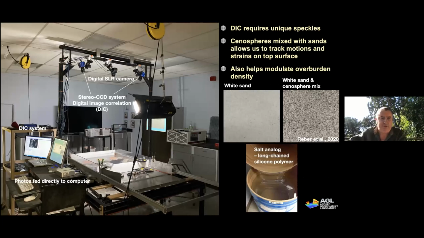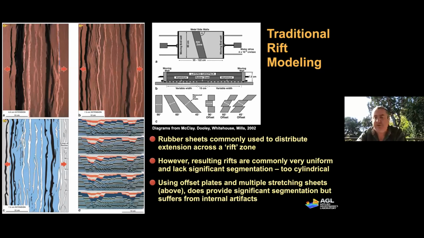So here's a typical setup in my lab. We have a digital SLR camera overhead, then a stereo CCD system, a digital image correlation system. We track by adding spheres, unispheres, into our ordinary sand, so you can easily track everything happening on that upper surface. And our salt analog is, as always, a long chain silicone polymer that everybody uses.